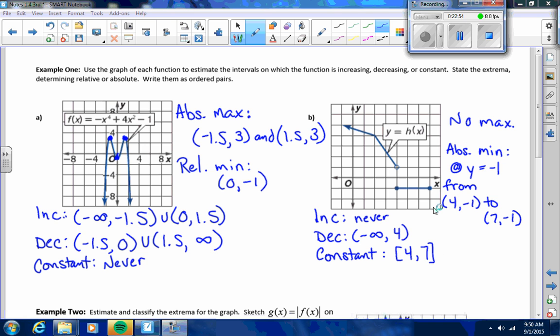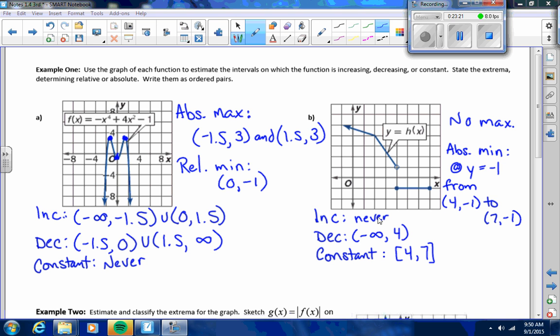All right. Maximums. There are no maximums on the graph. We could say there is an absolute minimum at y equals negative 1, and it's going from the point 4, negative 1 to the point 7, negative 1. It stays at that absolute minimum the entire time. Okay. All right, so any questions on that?